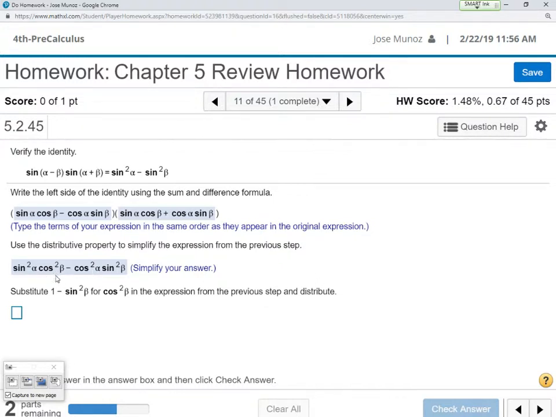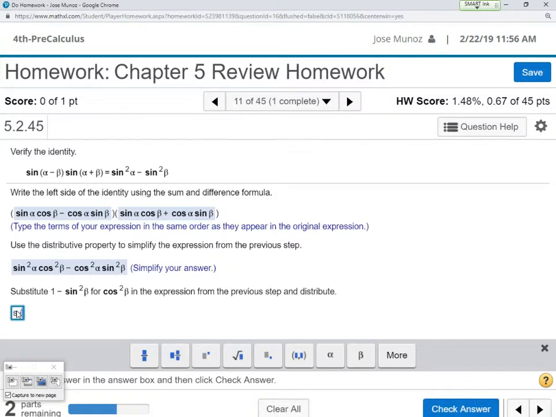Okay, so right here, see this cosine square beta? I'm gonna change those for this. So now this is gonna become sine square. I'm trying to be careful here because I don't want to mess anything up. So sine square alpha. Now this cosine square beta is going to get substituted for 1 minus sine square beta. Okay? That's going to happen eventually. So now this is 1.